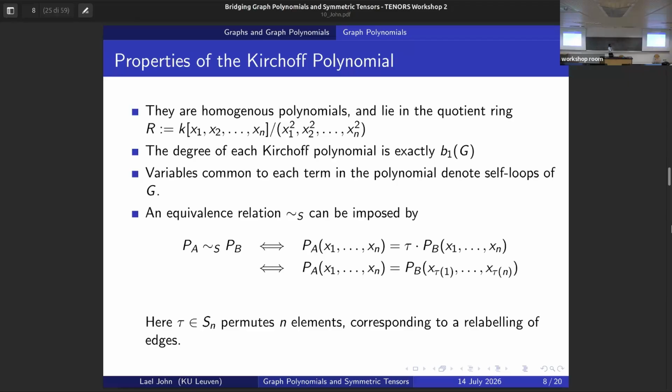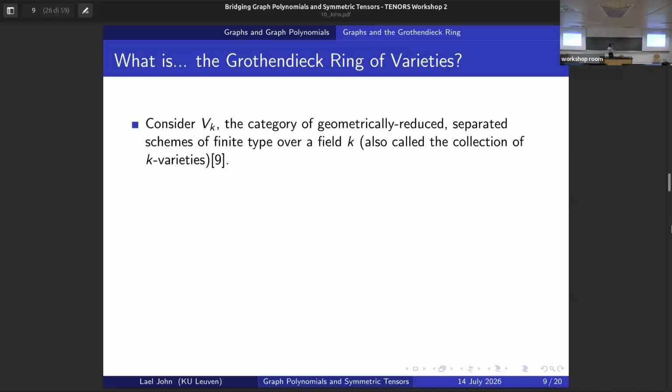And so this is how I get Kirchhoff polynomials, and they seem interesting, but why do we care, right? And so this is why I have to bring in the Grothendieck ring of varieties. So VK in the literature is considered to be the category of geometrically reduced separated schemes of finite type over a field K. I'm just going to consider them as K-varieties. That's what they usually get referred to in the literature as well.